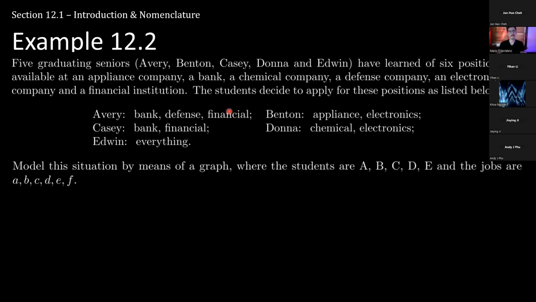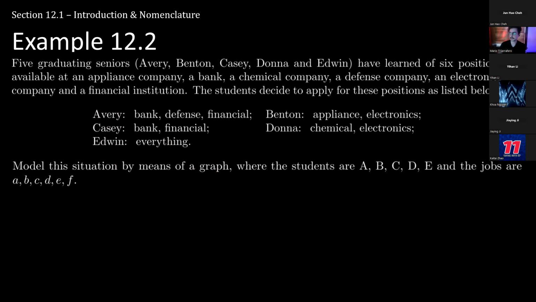So let's have another example. 5 graduating seniors, Avery, Venton, Casey, Don, and Edwin, have learned of 6 positions available in an appliance company, a bank, a chemical company, a defense company, an electronics company, and a financial institution. The students decide to apply for these positions as listed below. And here we have the specification. So we can model the situation by means of a graph where the students are A, B, C, D, E, and the jobs are a, b, c, d, e, f, lowercase, respectively. And luckily, all of these start with the right letter, right? So it's pretty easy to model with these letters.